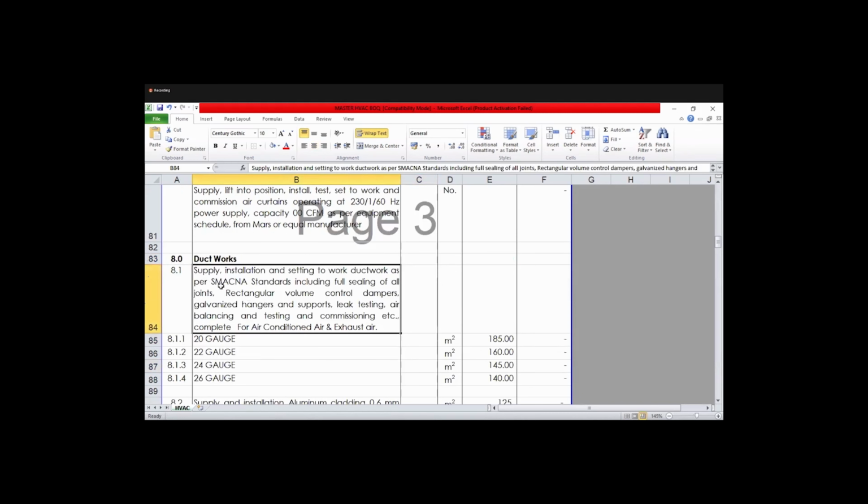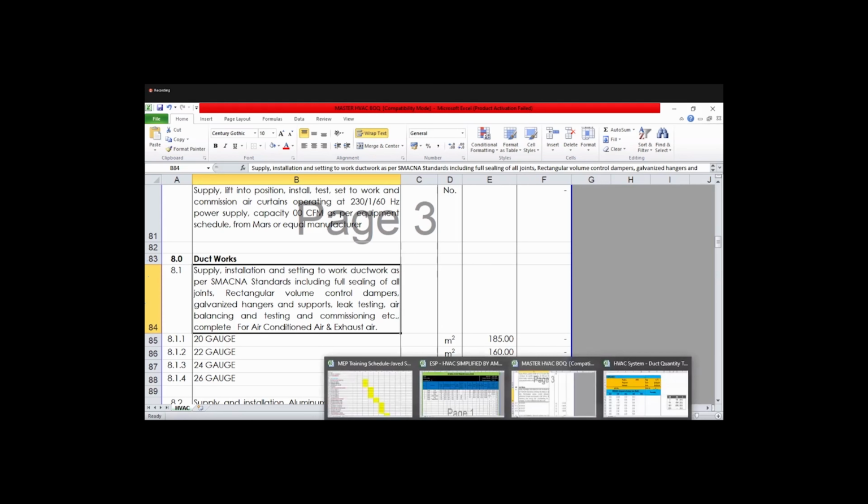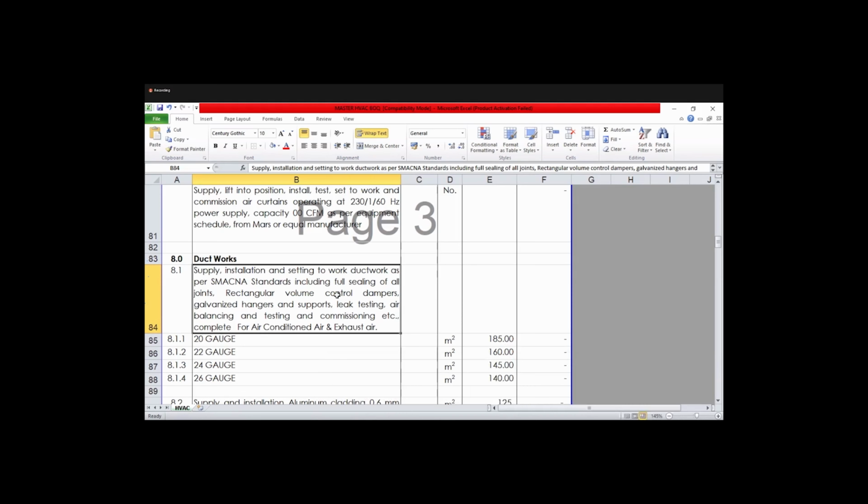So what does the specification say? Supply and installation of ductwork as per SMACNA standard. What is SMACNA? SMACNA is a standard for duct construction. It's an international standard we have to use while constructing and designing the duct. We will see in the static pressure calculation how to calculate the head loss and everything. The rectangular volume control damper should have a control damper also, and support, leak testing of the duct, air balancing, testing and commissioning, etc.